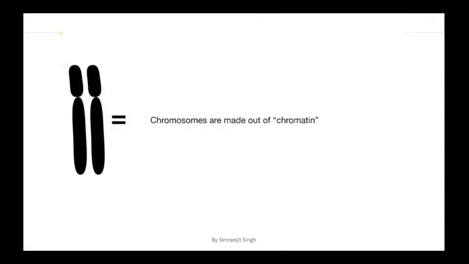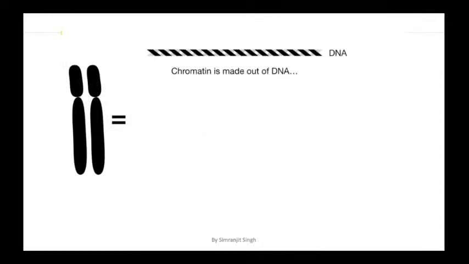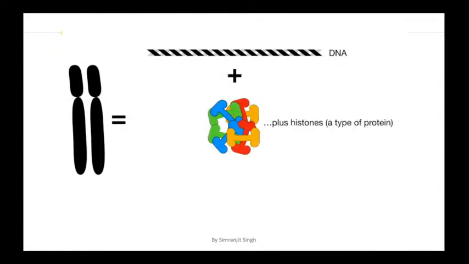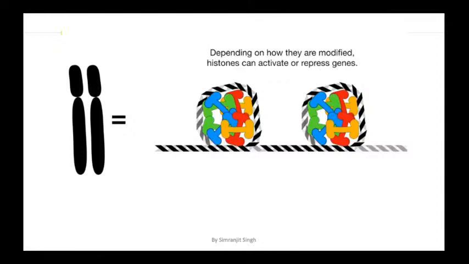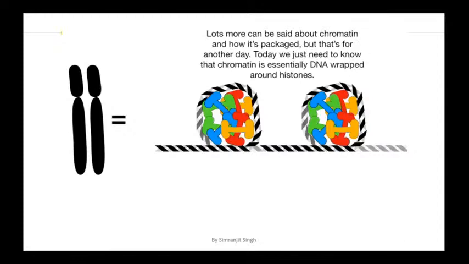Chromosomes are made out of chromatin. Chromatin is made out of DNA, plus histones, a type of protein, plus other proteins that we'll talk about some other day. They're not that important for understanding ChIP-seq. DNA wraps around the histones to package DNA, and the packaging can regulate gene transcription. Depending on how they are modified, histones can activate or repress genes. Lots more can be said about chromatin and how it's packaged, but that's for another day.